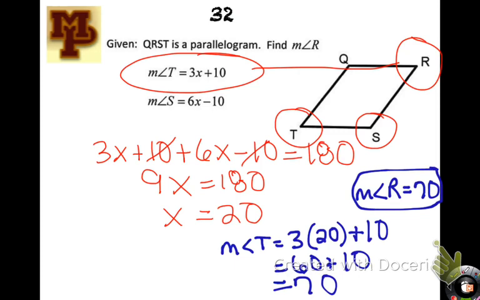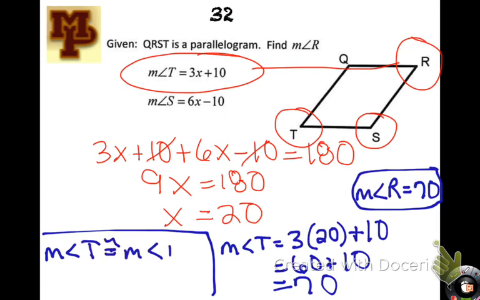I'll make a little note here that the measure of angle T is congruent to the measure of angle R. Opposite angles.